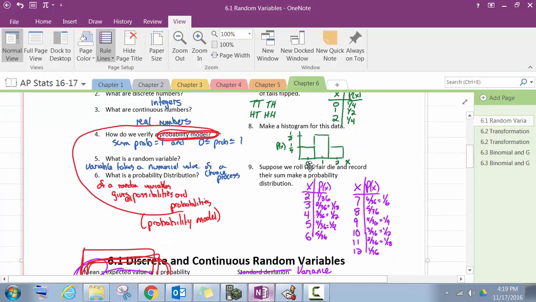Make a histogram. So with discrete data, we put the number right in the middle of the bar, and then we just make it up. It's pretty simple.